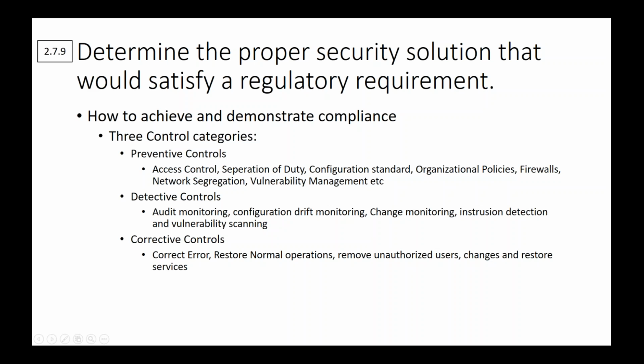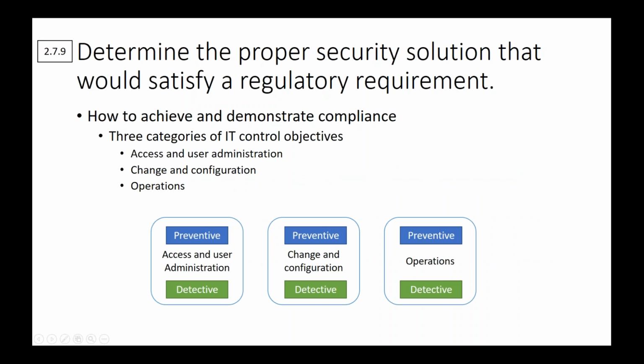It states that in the audit guide from the Institute of Internal Auditors, you have 3 control categories: preventive, detective, and corrective controls. Each of them includes a subset of processes or items. To continue with the Institute of Internal Auditors, they state in their Guide to Assessment of IT Risk that there are 3 IT control objectives, and each of these can be used to apply the control categories. So here you see each of them. There are access and user administration, change and configuration, and operations.